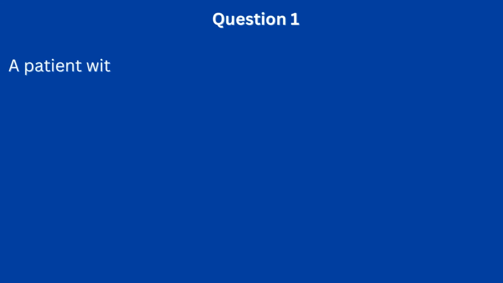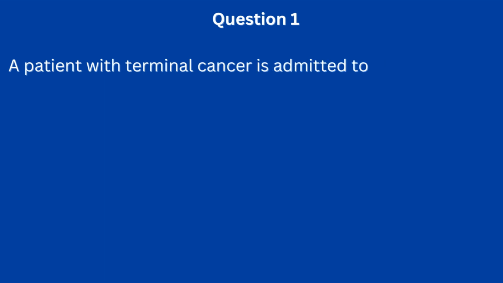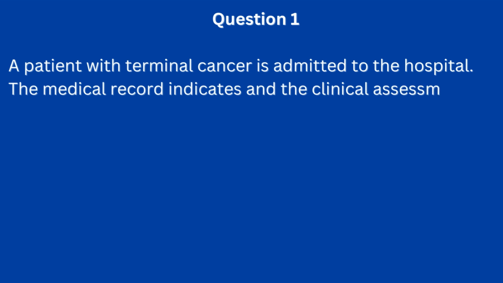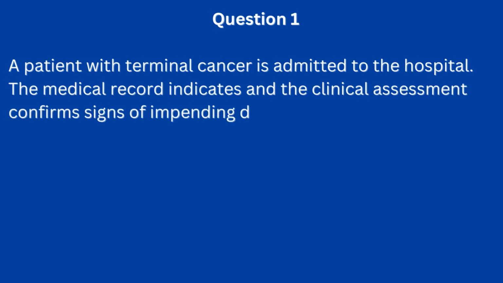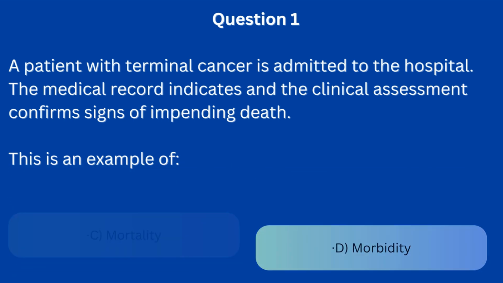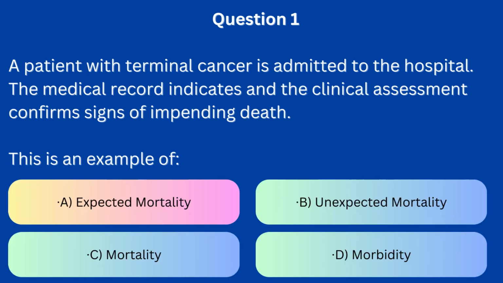Question number 1. A patient with terminal cancer is admitted to the hospital. The medical record indicates and the clinical assessment confirms signs of impending death. This is an example of A. Expected mortality, B. Unexpected mortality, C. Mortality, D. Morbidity. The correct answer is A. Expected mortality refers to death that is expected at the time of admission, as evidenced by clinical signs and symptoms of impending death.